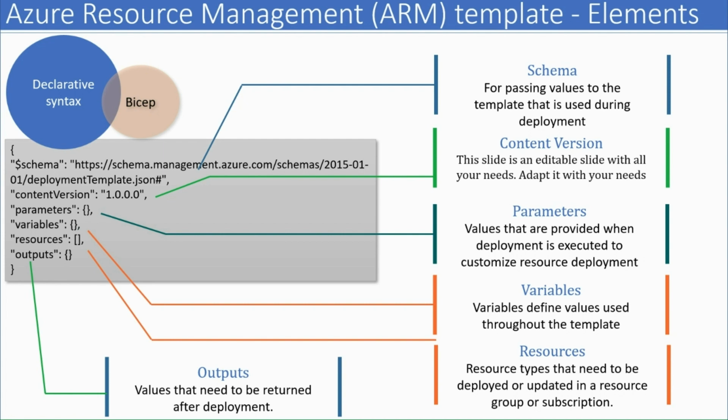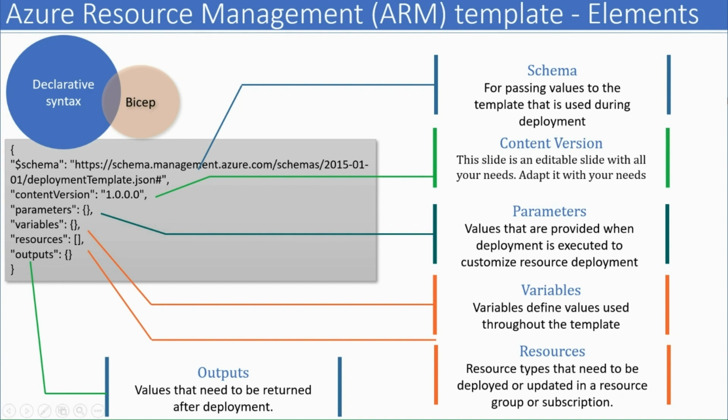We have 6 major elements associated with this ARM template. The first one is related to parameters. Let's take parameters first. It allows you to pass different values to the ARM template for use during the deployment. Some common examples include the resource names or the Azure region name to host the resources.